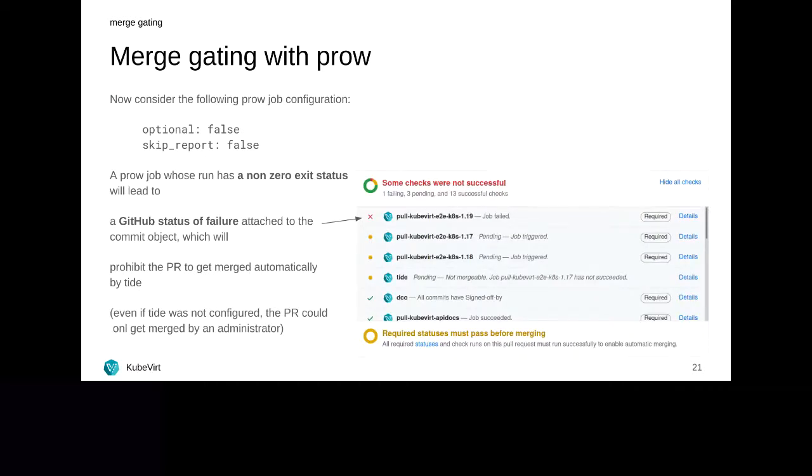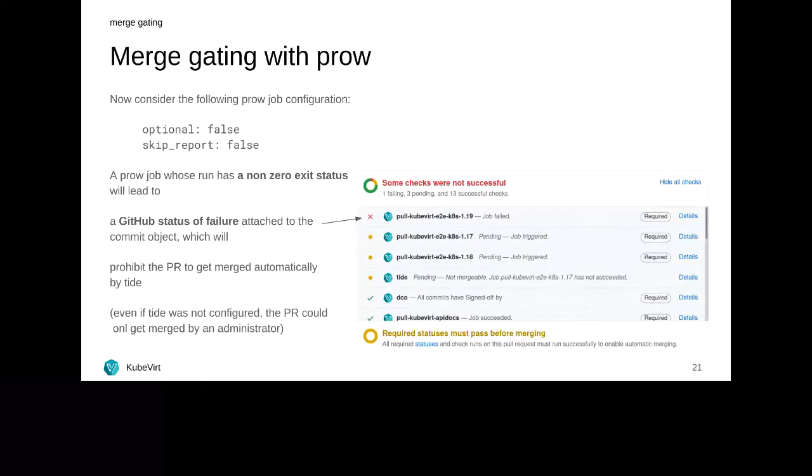Now we would consider that the following project configuration would exist. We have optional false and skip report false, which effectively means that the results of the running Prow jobs are attached to the GitHub status itself in the GitHub repository PR. And optional false would make this job required.